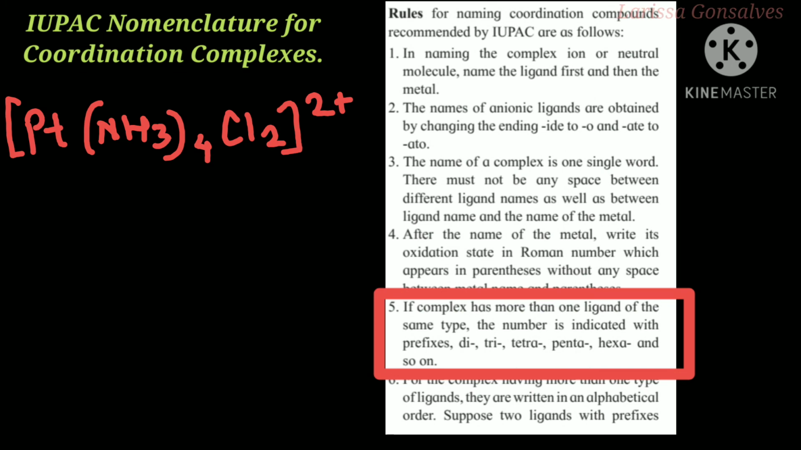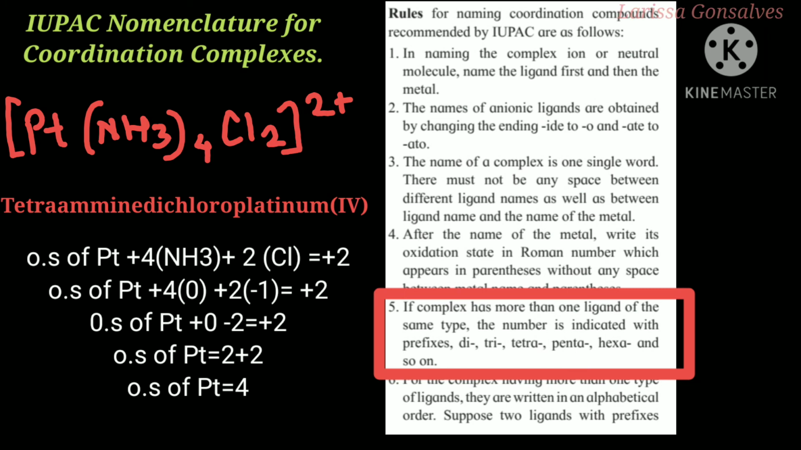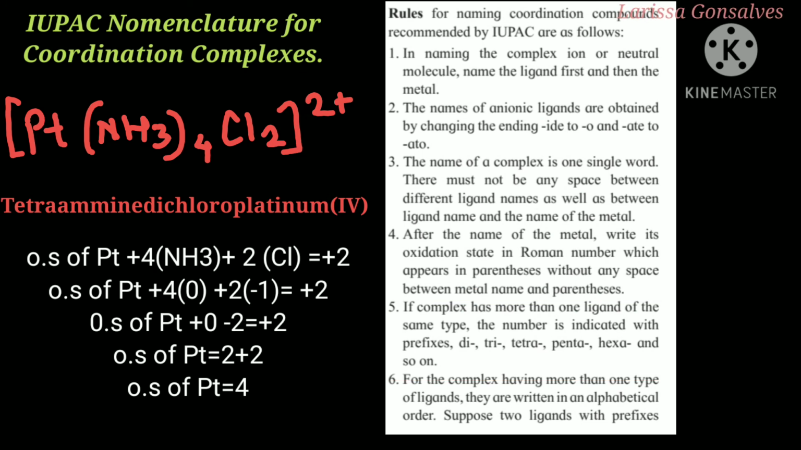Hence you are going to write NH3 as amine. So we have 4 amine ligands, so it will be written as tetraamine, 2 chloride ions. Chlorine or chloride ions are written as chloro. So it will be written as tetraaminedichloroplatinum and then the oxidation state which is 4. I have already told you how to calculate the oxidation state of the central metal ion. Why did I write the name of the ligand amine first and chloro second? Because we have to follow the alphabetical order.